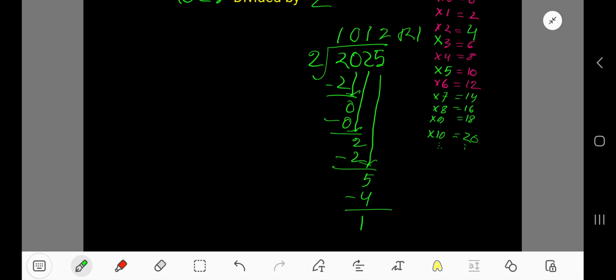If you want to write your answer in decimal form, then what will happen? Just convert this dividend into a decimal number. Taking decimal, then add 0. Bring down the first 0. So now you have 10. Before this 0 there is a decimal. Decimal must come to the quotient directly. 2 goes into 10 how many times?